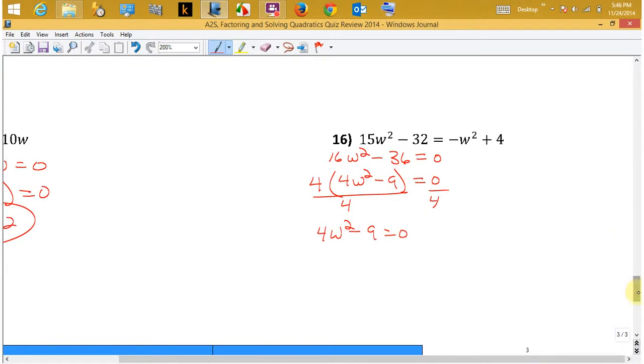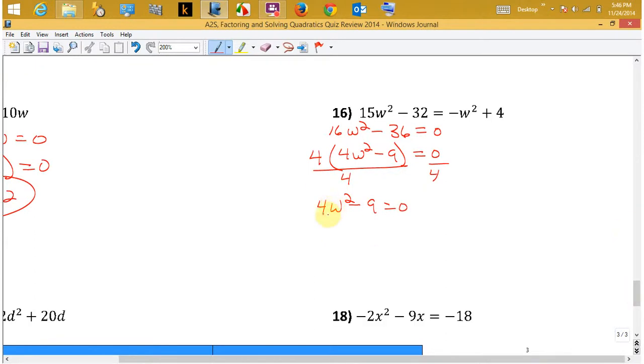That's going to be a difference of squares. There's no middle term, so the square root of 4 is 2w minus 3, 2w plus 3 equal to 0. So the values of w that make this parentheses go to 0 would be 3 halves, and over here, w would be equal to a negative 3 halves.